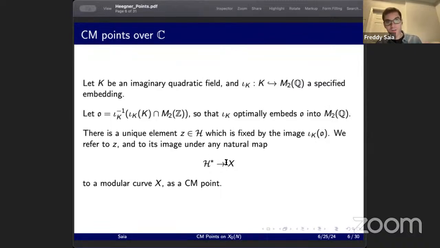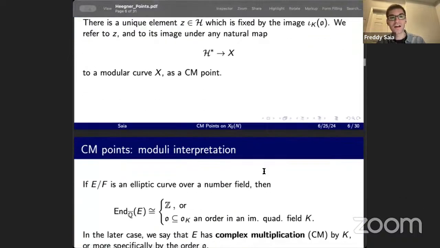And then we have all these natural quotient maps to modular curves, something I'm calling X, and we call the image under any such map onto some modular curve X of Z a CM point, or a KCM point if you want to be particular, or an OCM point if you want to be very particular. Okay, but I'm thinking about elliptic curves. I hope you are too, unless you're very complex analytically minded, that's also okay.